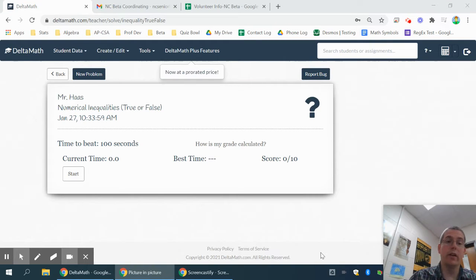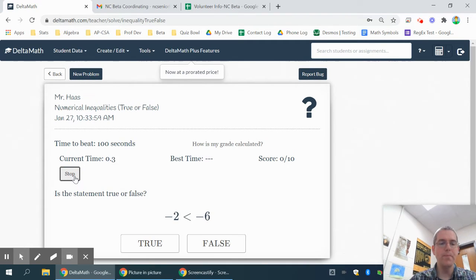Okay, we're going to be looking at a few of these inequality problems you have for DeltaMath this week. This first one is a timed session, but it's pretty straightforward problems. We'll look at a few.